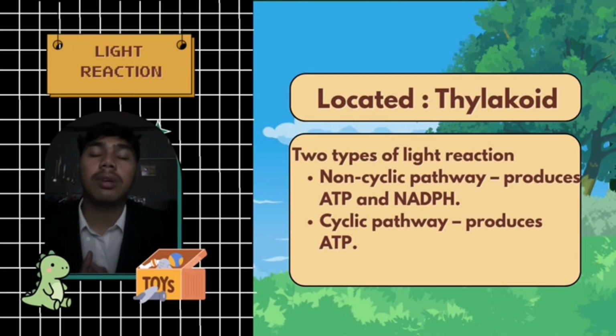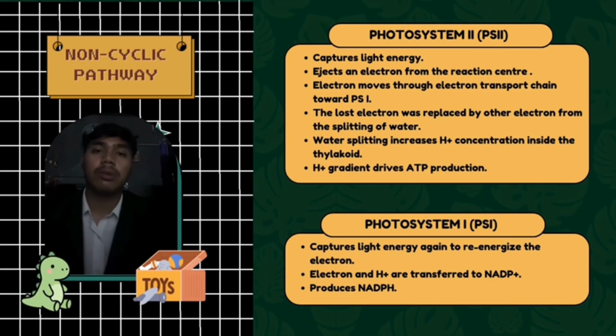Now we will talk about light reaction. Light reaction happens in the thylakoid. There are two types of light reaction. The first one is the non-cyclic pathway, which produces ATP and NADPH. The second one is the cyclic pathway, which produces only ATP. Now I will continue with the explanation of the non-cyclic pathway. This process happens in two places, which are photosystem 2 and photosystem 1. I will talk about photosystem 2 first.